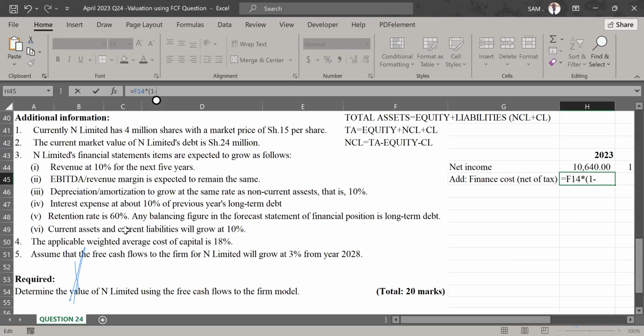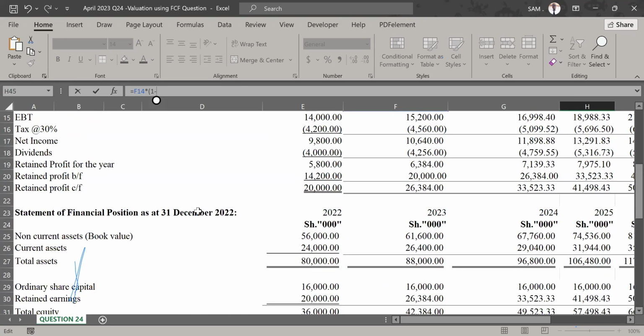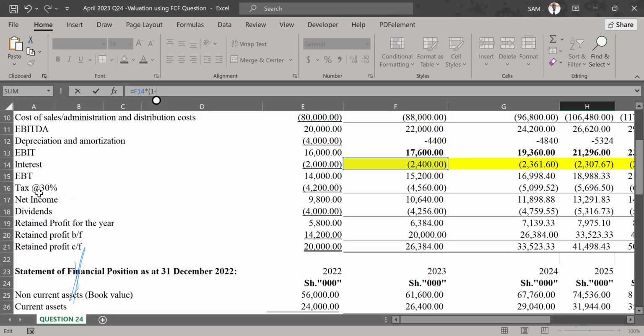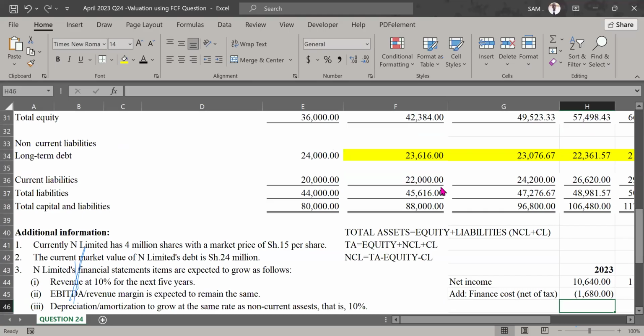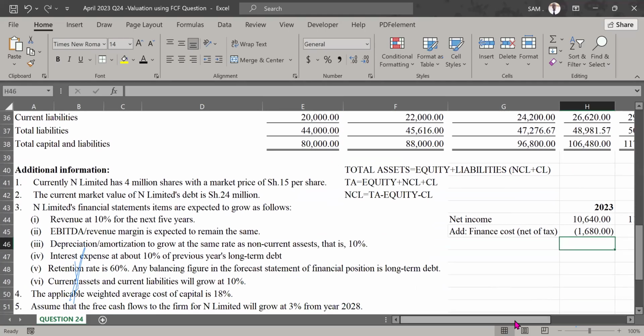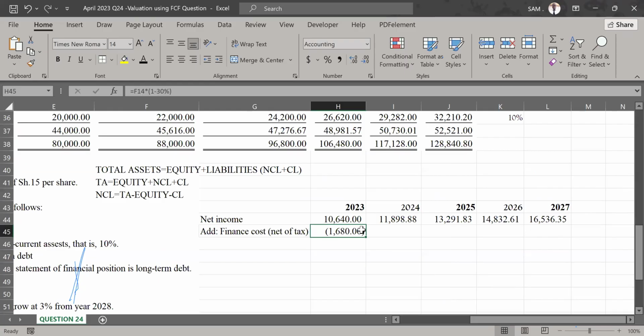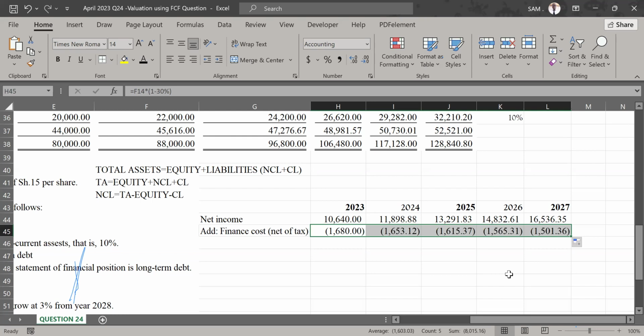Which note is it? 30%. It was not given in the notes. It was given in the statement above here. Tax at 30%. So 1 minus 30%. We multiply by that interest expense which was charged. So that's how we are getting finance cost or interest net of tax. Once I've done that for 2023, I don't repeat. I just autofill my formula to 2027 like that. I hope we are together there.